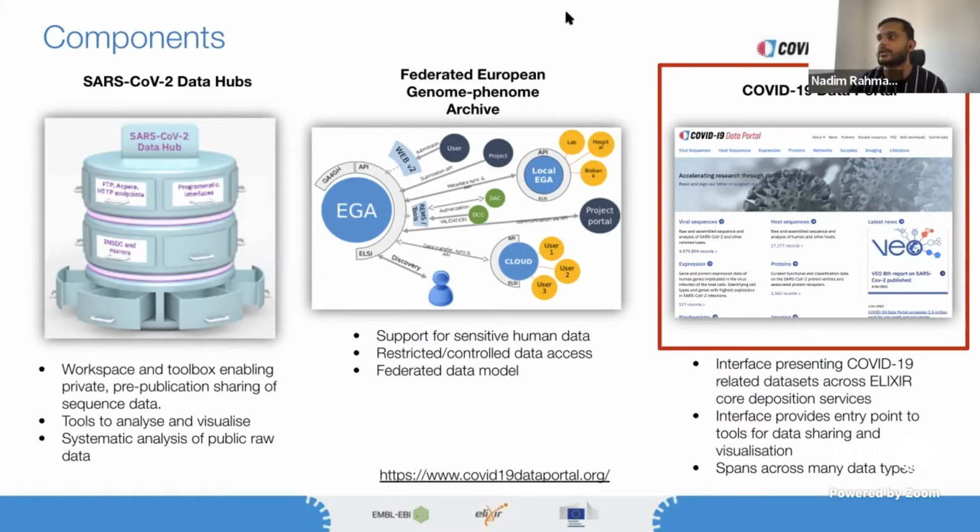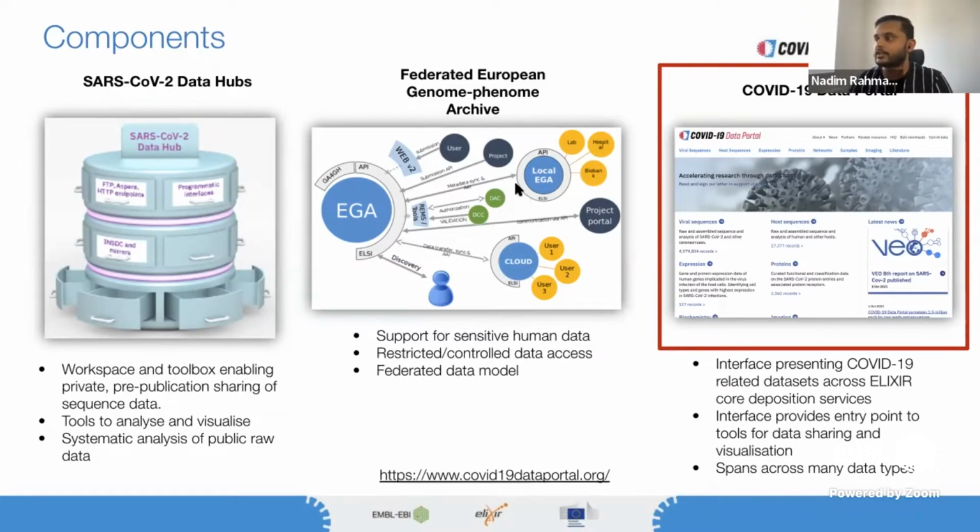The second component here is the Federated European Genome Phenome Archive, or EGA, and this has been leveraged to support sensitive human data sharing and provides restricted and controlled data access, which you can make out in the middle over here. So this involves requesting access via data access committees to gain access to data and setup of appropriate data sharing agreements. As the name suggests, it is a federated data model.